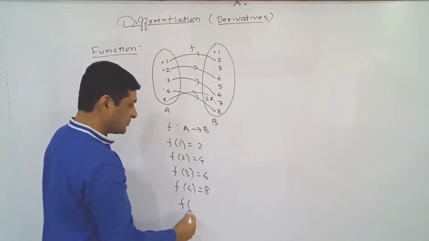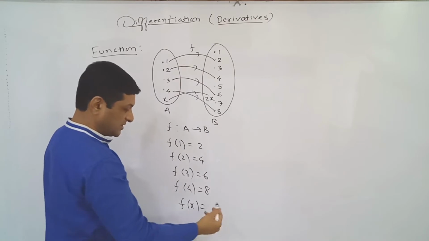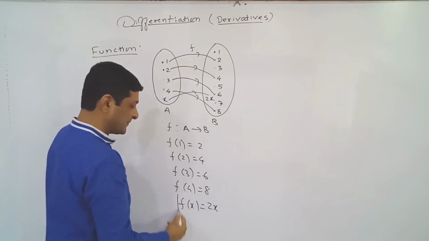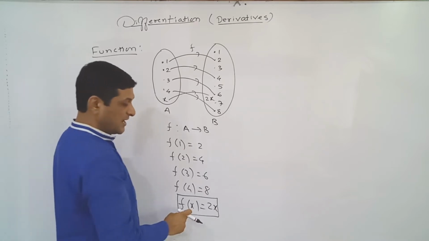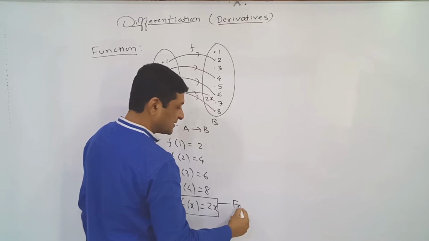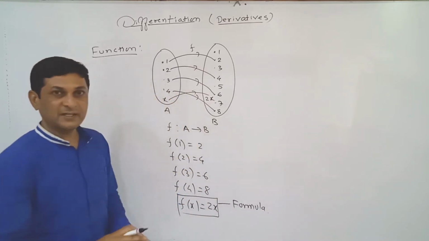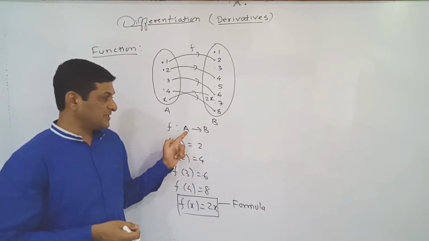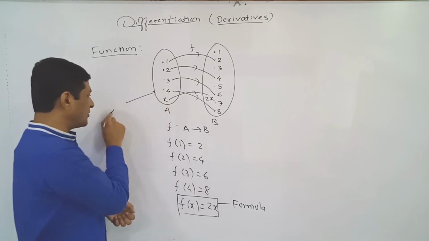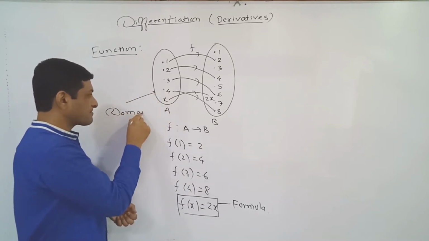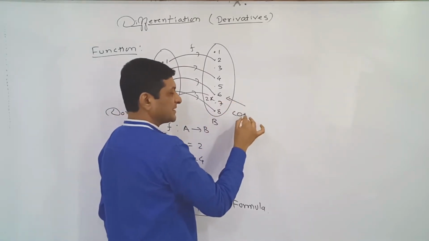f of x will be equal to what? x is related with 2x under the function f. So it is denoted by f of x is equal to 2x. So here we can say that this function is defined by which formula? f of x is equal to 2x. This is the formula by which the function is defined in this example. Now, if f is a function from set A on set B, then this first set is called the domain set, and this set B is called the codomain set.